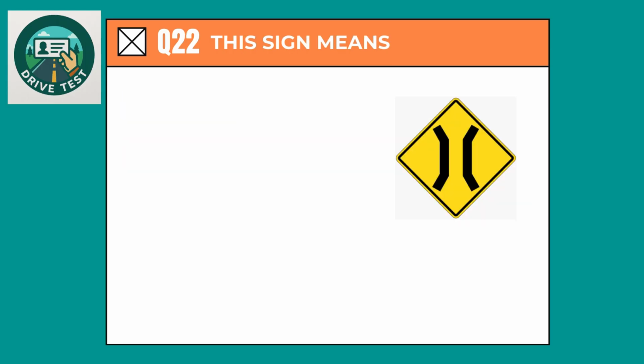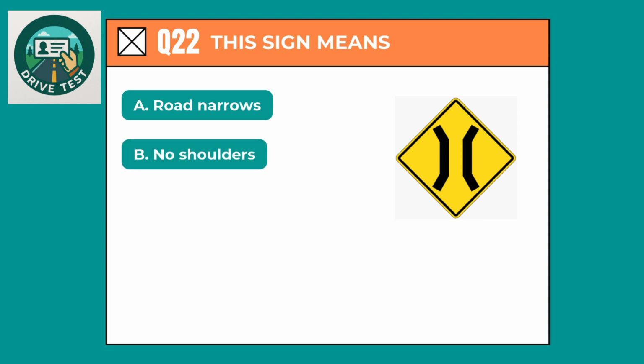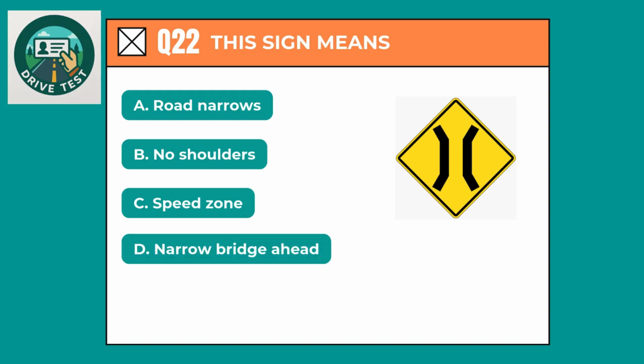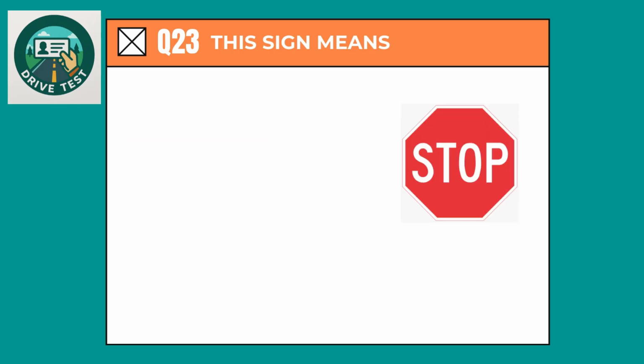Question 22. This sign means A. Road narrows. B. No shoulders. C. Speed zone. D. Narrow bridge ahead. The correct answer is D. Narrow bridge ahead.